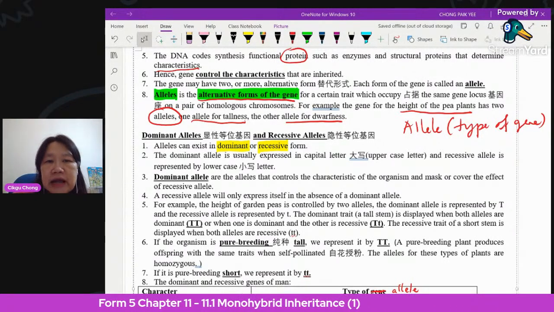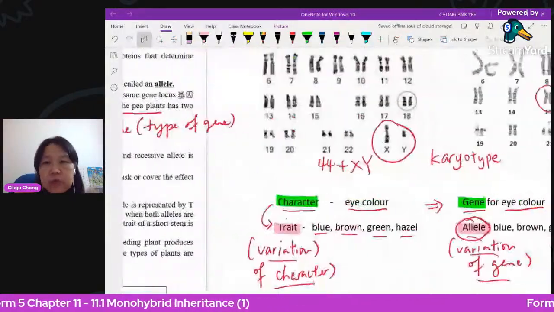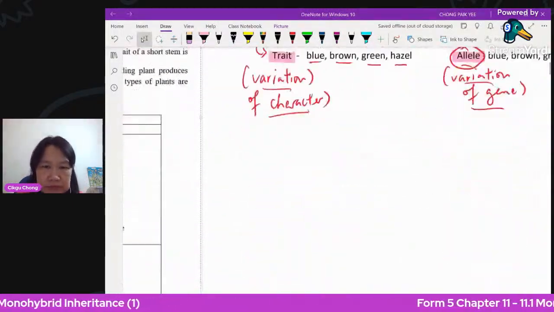Now let's look at how to represent alleles. We use symbols to represent them. Let me show you the symbol.